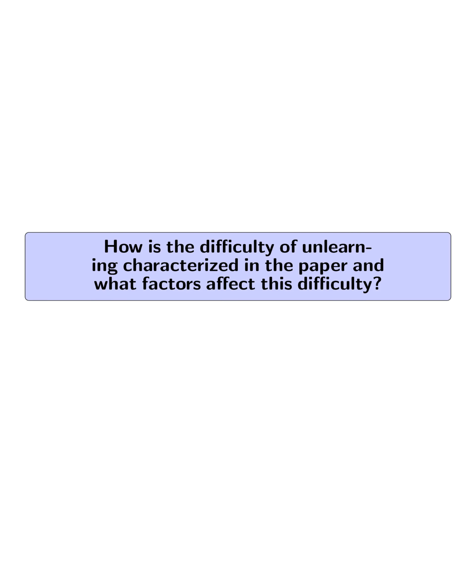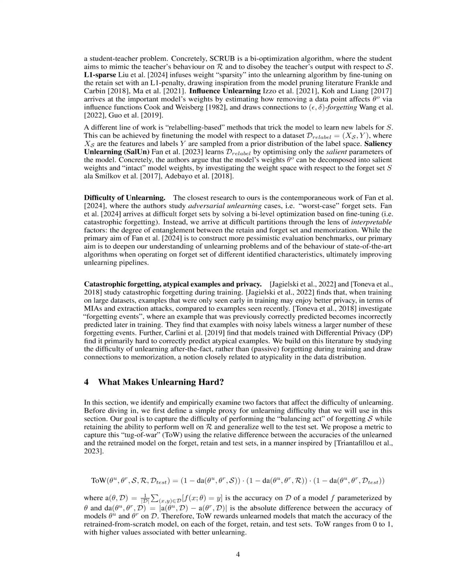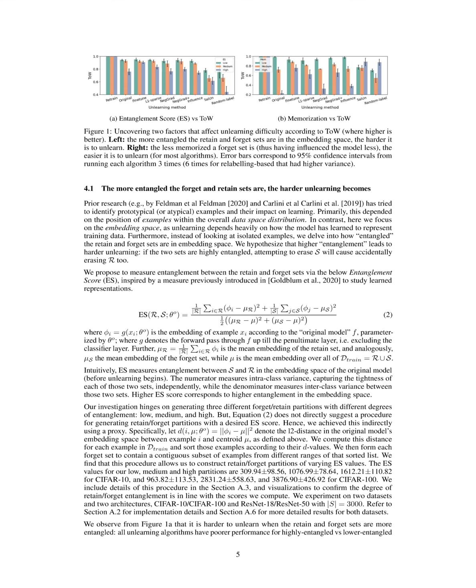How is the difficulty of unlearning characterized in the paper, and what factors affect this difficulty? The difficulty of unlearning is characterized in the paper by the entanglement between the retain and forget sets and the level of memorization of the forget set examples. The paper identifies that the more entangled the retain and forget sets are in the embedding space of the original model, the harder unlearning becomes.